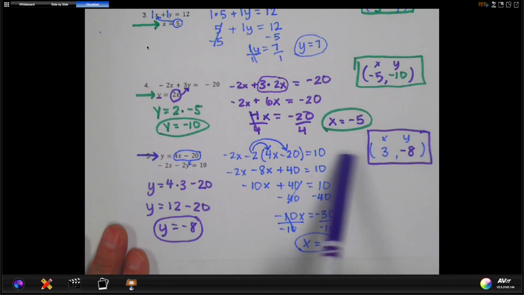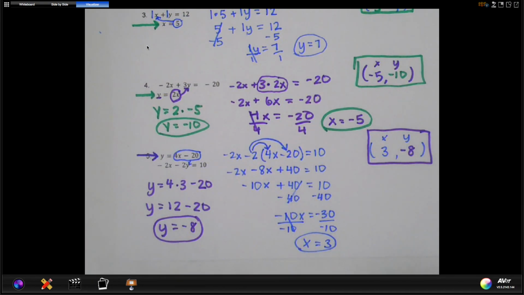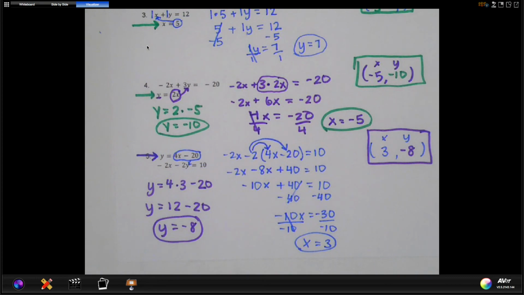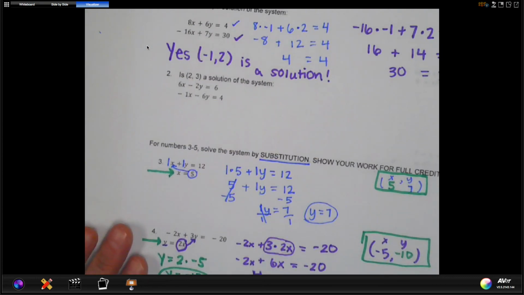This would probably be on this quiz our most challenging problem because it takes the most steps. Okay, so that's the front side.